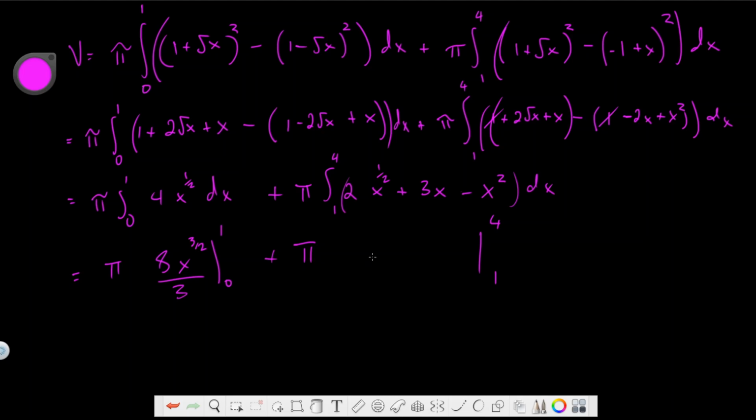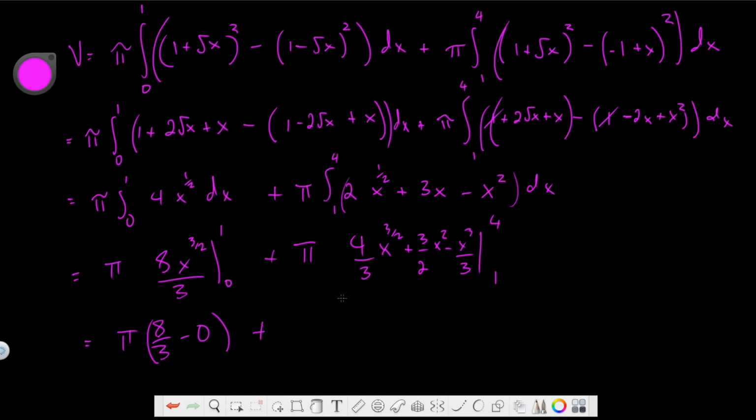This is going to be a 3/2, so we're going to divide by 3/2, which means it's going to be 4/3 x to the 3/2. This is going to be a 3/2 x squared, and this is going to be an x cubed divided by 3. Believe I didn't make any mistakes there. Let's go ahead and evaluate. So plug in a 1, we get 8/3. Plug in a 0, we get 0. So we're going to have pi times 8/3 minus 0. I'm just adding that so we remember that step.